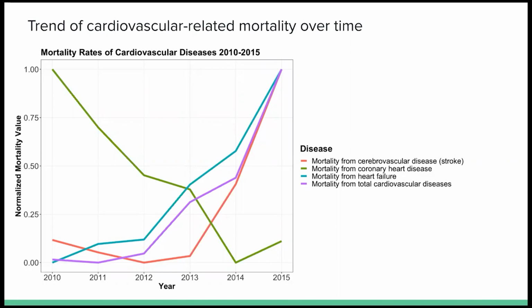The plot shows that mortality from all disease categories except for coronary heart disease show a significant increase around 2012, starting in 2012 until 2015. But coronary heart disease shows the opposite pattern, where mortality rates begin high, but show a significant decrease until 2014, and then start to increase again in 2014.